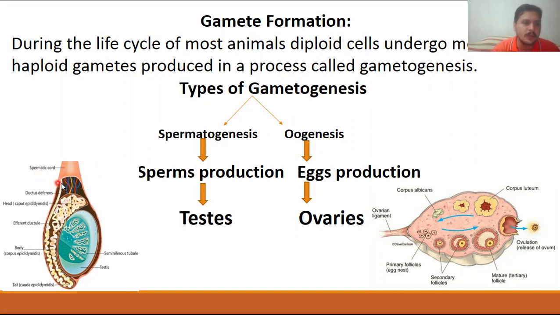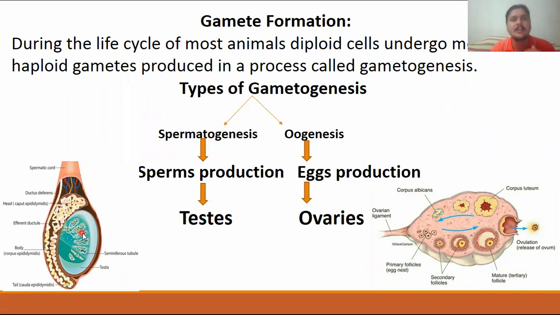First of all, this one is the testes, and the testes consist of the structure named seminiferous tubules. The seminiferous tubules are highly convoluted tubules, and these seminiferous tubules are the region where the sperms are produced, especially in the lumen of these seminiferous tubules.